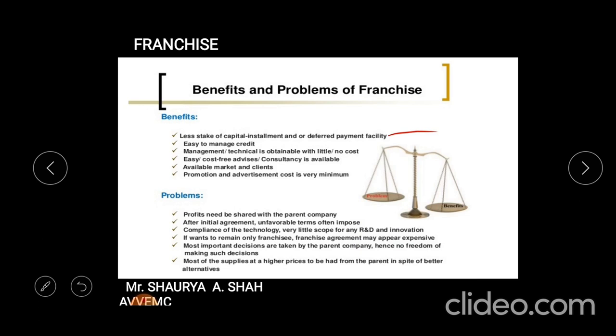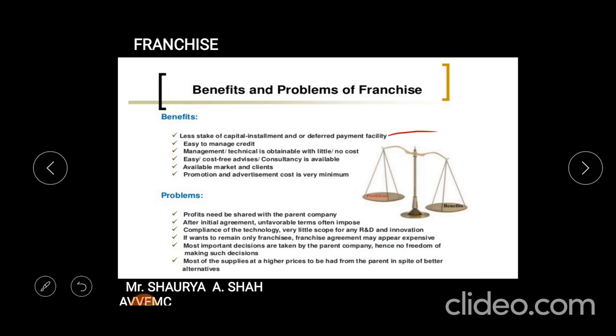Then after, once you start your business, there is a lesser stake of capital installment, right? So as such, when you are into your own business, sole proprietorship or partnership, you have to invest the entire money itself, and then again you need to recover it. So when you are into the business of franchise, you again gain the benefit of capital installment or deferred payment facility. The company, the franchisor, gives you the facility to pay after certain time.